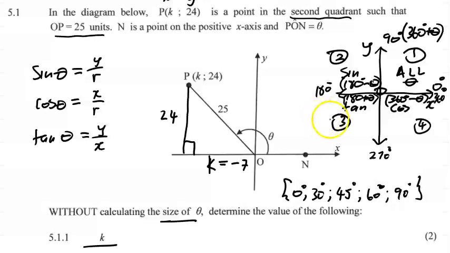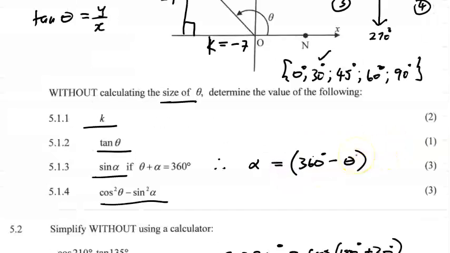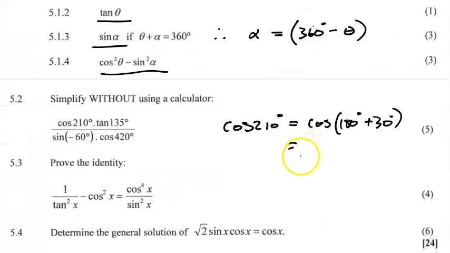But for now, see 210 lies in the third quadrant. So using this formula here, it is going to be cos of 180 degrees plus 30 degrees. Now what is that going to reduce to? Remember that in the third quadrant, only tan is positive. So therefore your other functions are negative. Therefore it's going to be minus cos of 30 degrees. Now cos of 30 degrees.